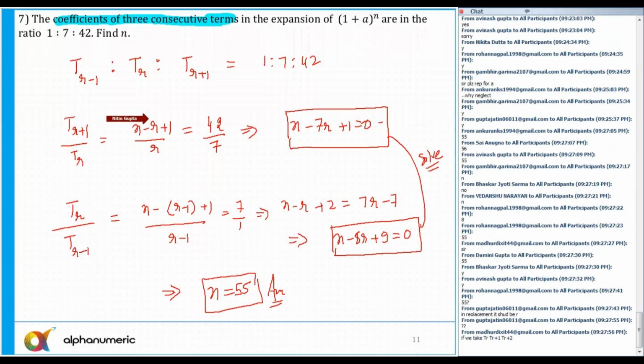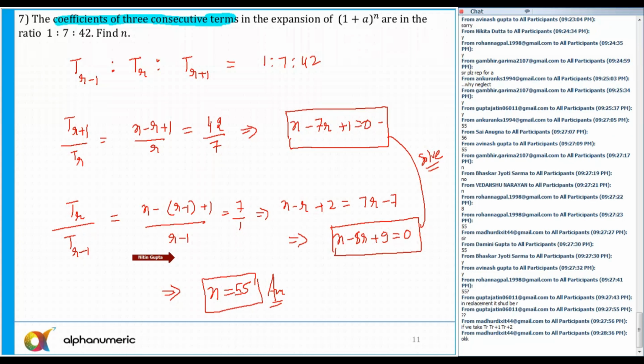Just here. We know the general formula TR plus 1 upon TR. So here it is r and r, so in the above formula I am replacing r by r minus 1. Throughout the equation, replace r by r minus 1 only. Even if you take TR, TR plus 1, TR plus 2, or TR plus 1, TR plus 2, TR plus 3, you get the same answer. Your answer is not going to change.